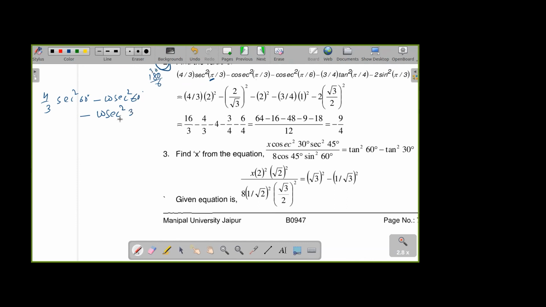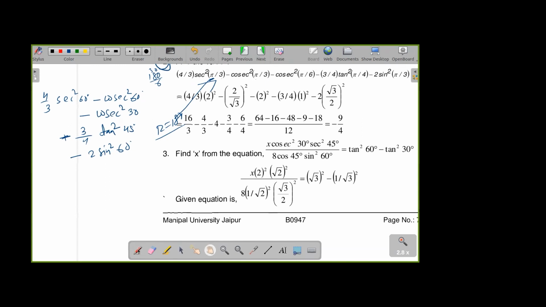Are you getting my point? We have to just replace pi equal to 180. And then 3 by 4 plus 3 by 4, so minus 3 by 4 tan square 45 degree, and then minus 2 sine square 60 degree.